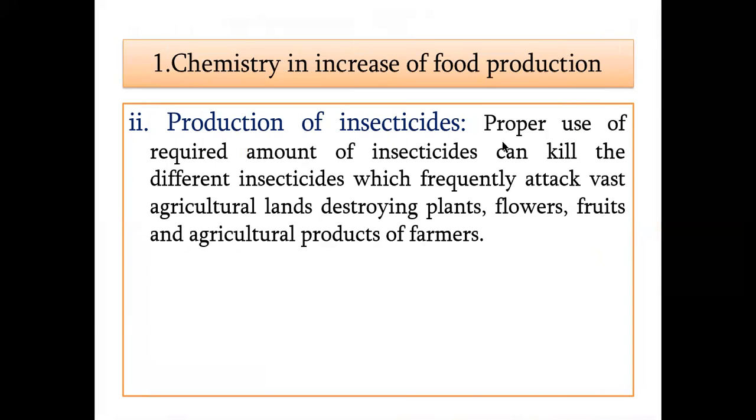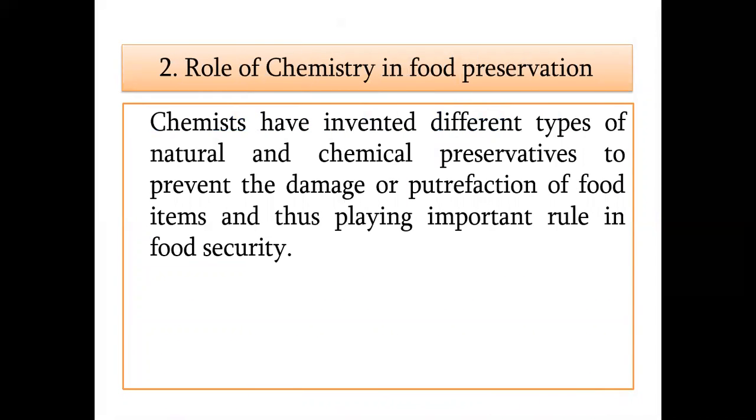Production of insecticides. Proper use of the required amount of insecticides can kill the different insects which frequently attack vast agricultural lands, destroying plants, flowers, fruits, and agricultural products of the farmer. And here we observe that the production of fertilizer and the production of insecticides are parts of chemistry. So chemistry can play a very important role in food production.